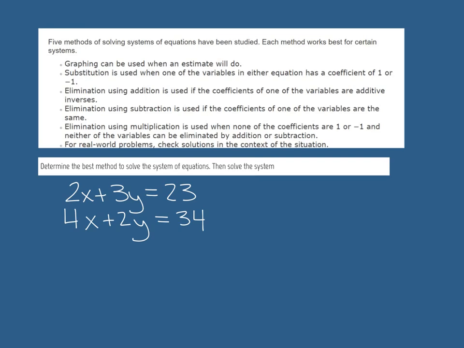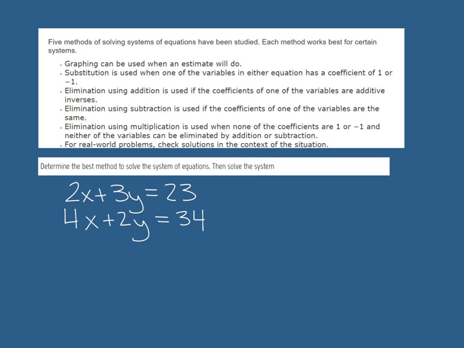Elimination using multiplication is used when none of the coefficients are 1 or negative 1, and neither one of the variables can be eliminated by addition or subtraction. So when all the coefficients are completely different, you use elimination using multiplication. And for real world problems, it just depends on the situation given in the problem.